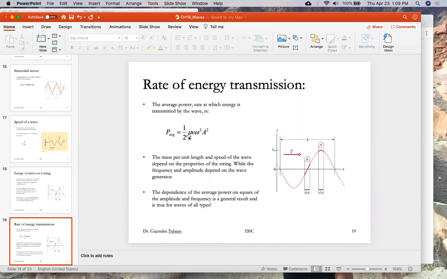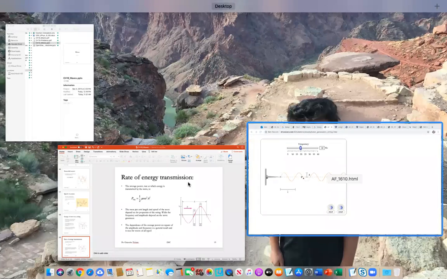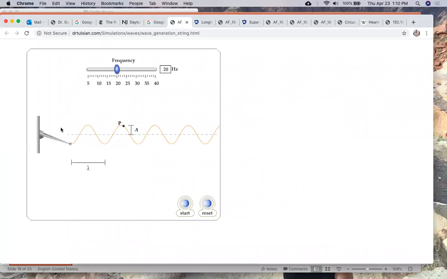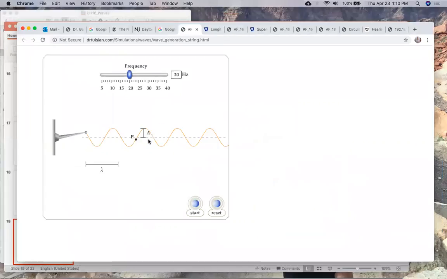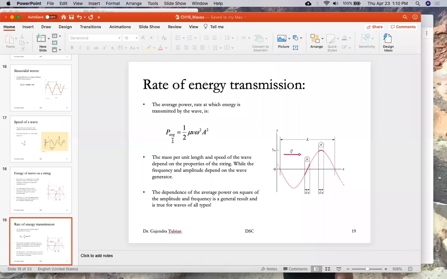Mu is a property dependent on the material. The string velocity depends on the material. And omega, the frequency, and A, the amplitude: these two depend on the external driver. You can change the frequency of the driver and the string will vibrate at that frequency. So the rate at which energy is transmitted is 1/2 mu v omega squared A squared.